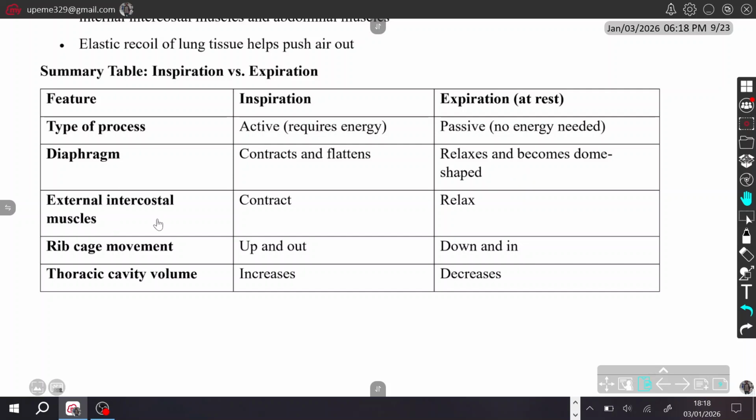External intercostal muscles, in inspiration, contract. In expiration, they relax. Rib cage movement, in inspiration, is up and out. In expiration, it is down and in. In terms of thoracic cavity volume, in inspiration it increases, in expiration it decreases. Very important. So we are done with the mechanism of gaseous exchange in humans.